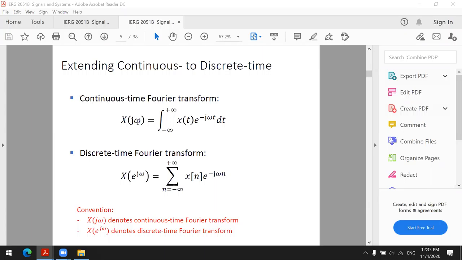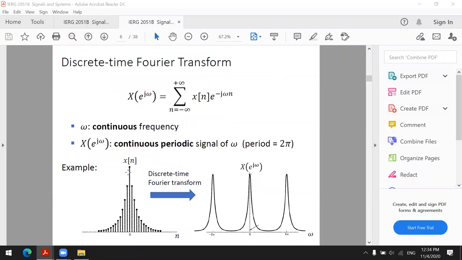Both of the left-hand sides, above and below, are functions of omega, but we just denote them in different conventions: X of j omega for the continuous time Fourier transform, and X of exponential j omega for the discrete time Fourier transform, to better differentiate. Yes, the graph is continuous in omega.